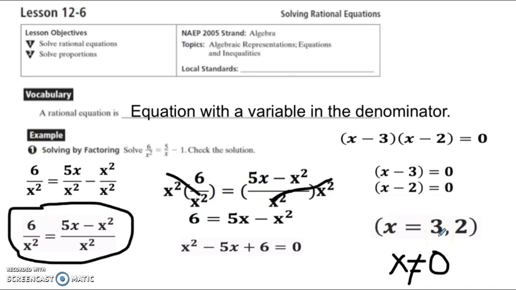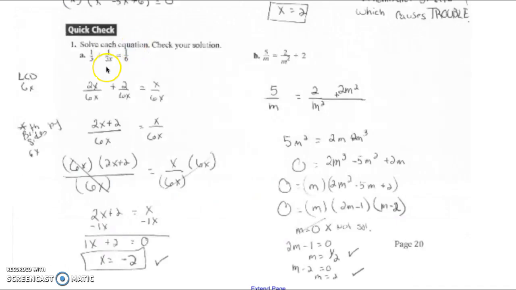Let's go ahead and try the next two quick checks. Work on finding your LCDs, and then once you get the answers, go ahead and restart the video. So in our first quick check, we have x equals negative 2. And again, x cannot equal 0 here, or that will cause us a problem. In our second, m cannot equal 0 as well, and we get our solutions to be m equals 1/2 and m equals 2. Once you've checked your work with those, go ahead and move on to the next example.